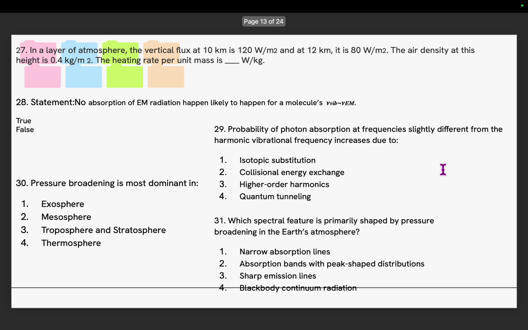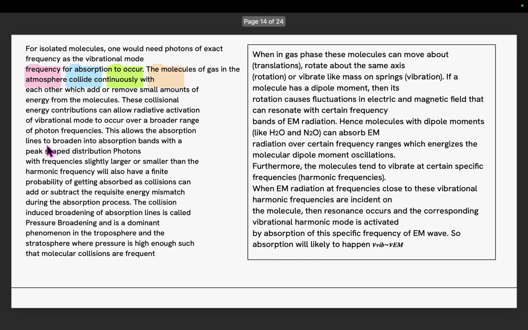So for this first question, question 28, we are told that absorption happens when the vibrational frequency and the radiation frequency, or the electromagnetic frequency, match. And for isolated molecules, one would need photons of exactly the same frequency as the vibrational mode frequency for absorption to occur. The molecules of the gas in the atmosphere collide continuously with each other, and this collision acts to remove energy from the molecule itself.